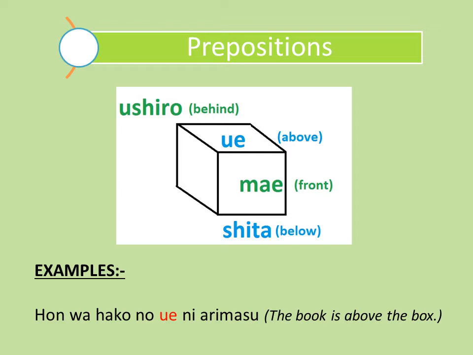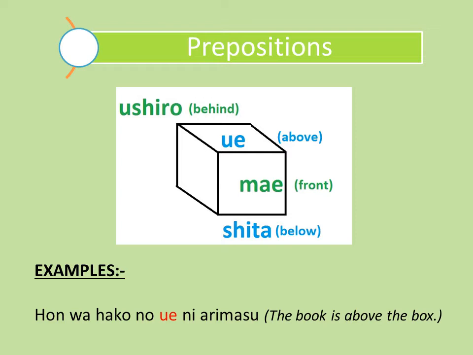Prepositions are words which come before nouns or pronouns, as the name suggests, and they give information about the relationship between those nouns and pronouns with other words in the sentence. For example, we have above, below, in front of, behind, etc. So today we'll be talking about them. In the Japanese language, we also have the same prepositions. I have a few examples here.